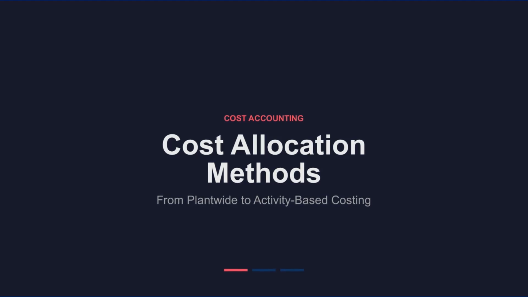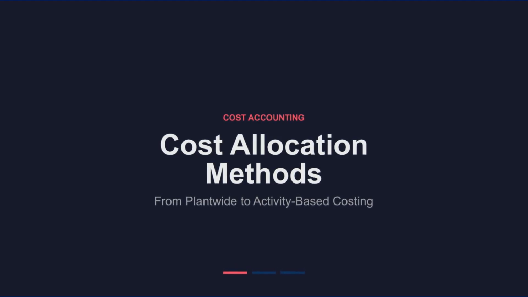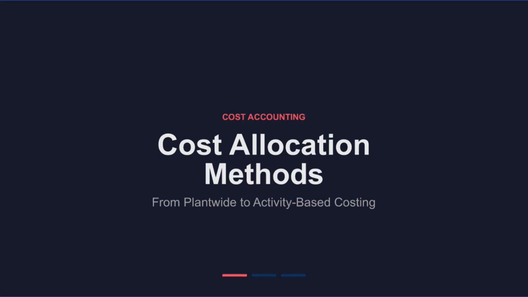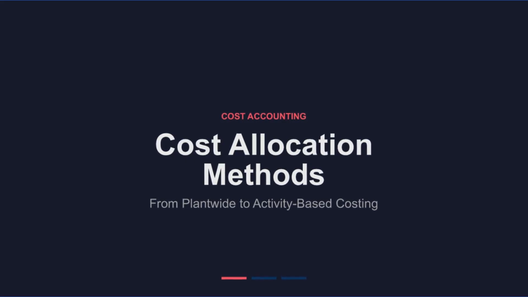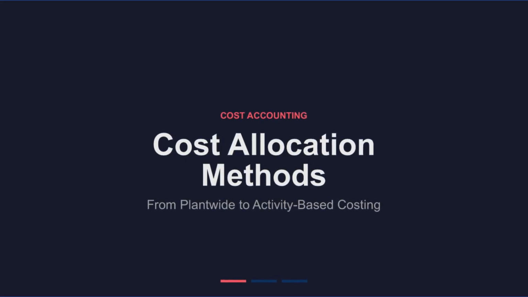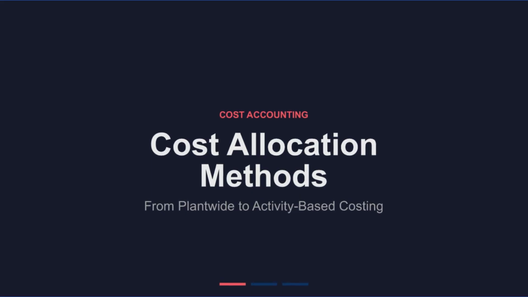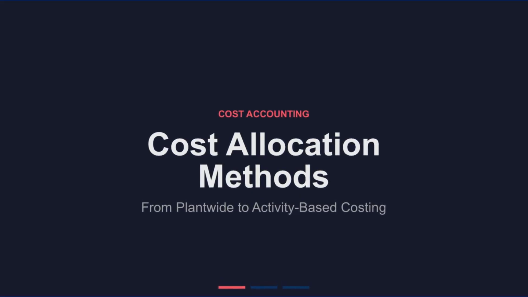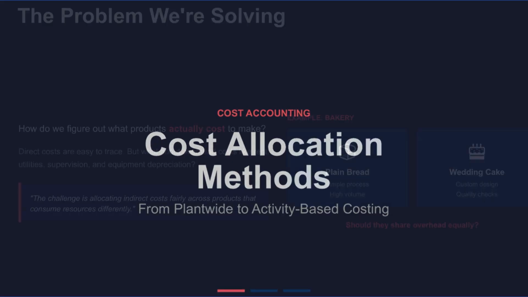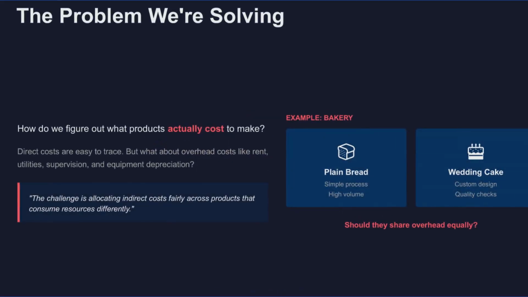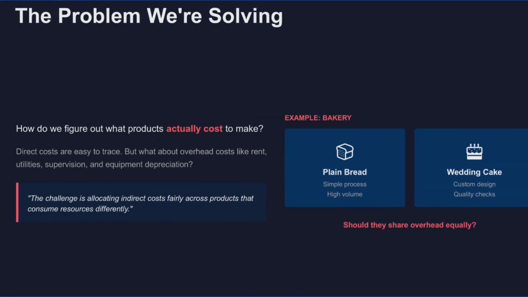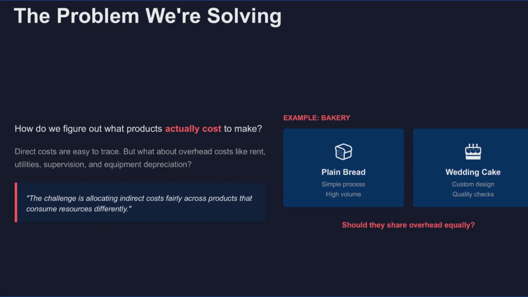In today's session on cost accounting, we explore key cost allocation methods. Beginning with plant-wide costing and progressing towards activity-based costing, we set the stage for understanding the approaches that determine product costs. We begin by examining a common problem: how to fairly allocate indirect costs across products.